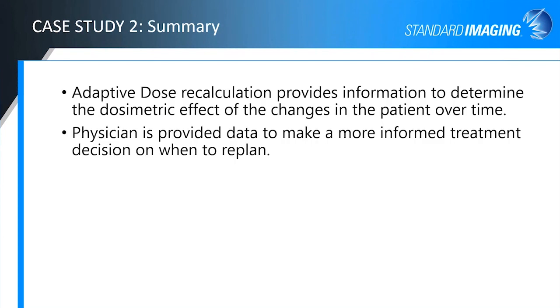So to summarize this type of case, adaptive dose recalculation provides information to determine the dosimetric effect of the changes in the patient over time, and the physician is provided data to make a more informed decision on when to replan.